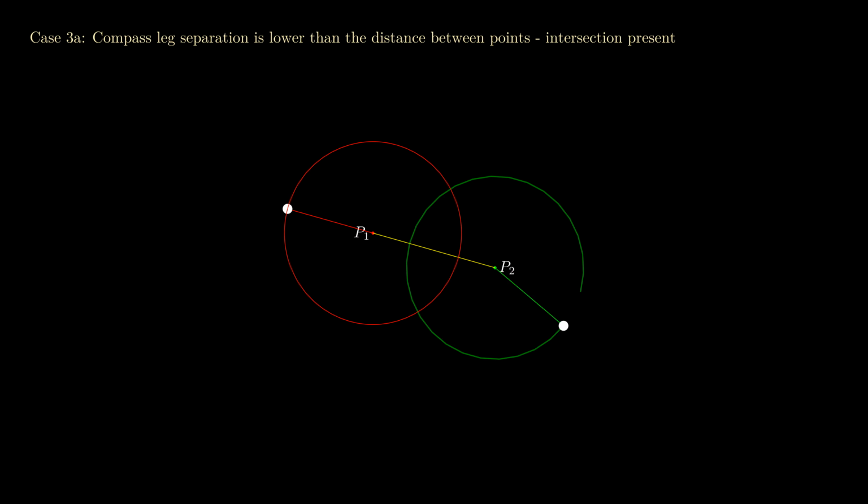In the first sub-scenario, we adjust the compass leg separation in such a way that when 2 circles are drawn, the circles still intersect at 2 different points. Following the procedure applied in previous cases, joining the 2 intersection points of the circles will cause the line to cross the straight line that joins the 2 given points at the midpoint. So it is clear that this sub-scenario will still locate the midpoint of the given points.